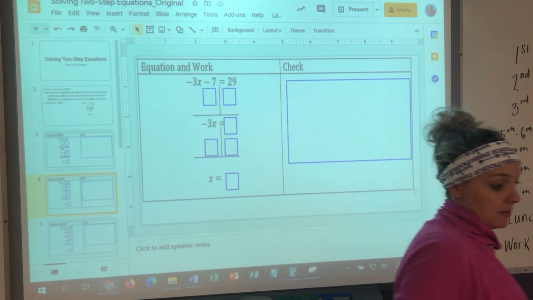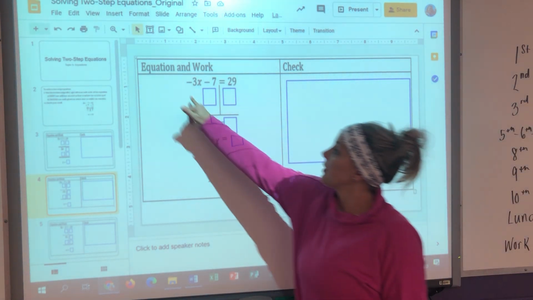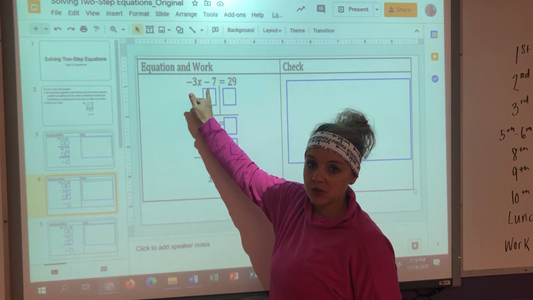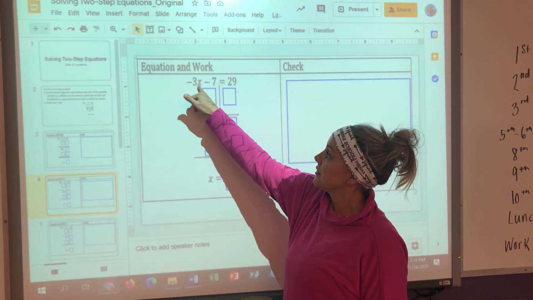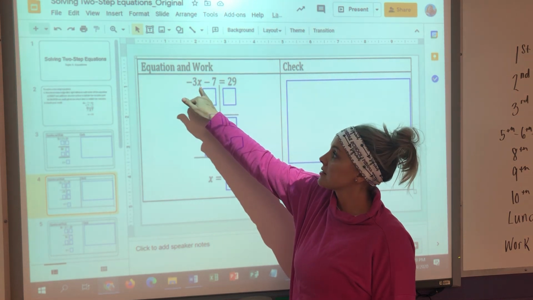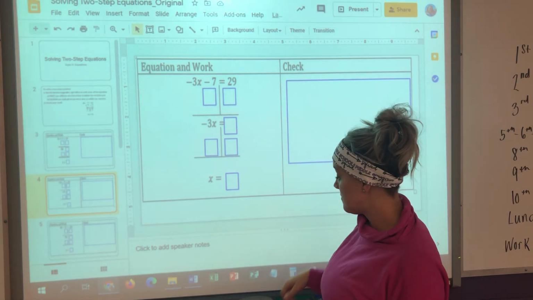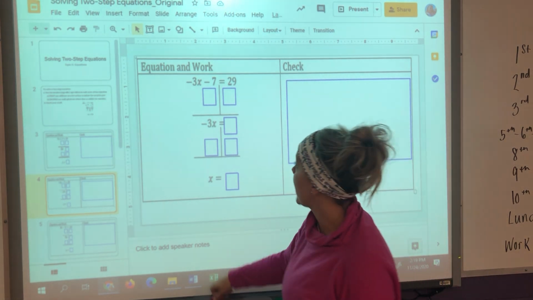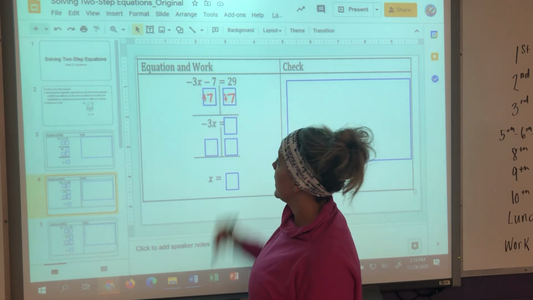Okay, so our next one, -3x minus 7 equals 29. You can see here, we've got a negative coefficient and we're subtracting 7. So negative 3x minus 7. So 7 is being subtracted from 3x. What's the opposite or the inverse of subtracting? Adding, very good. So we're going to add 7 to the left and to the right.